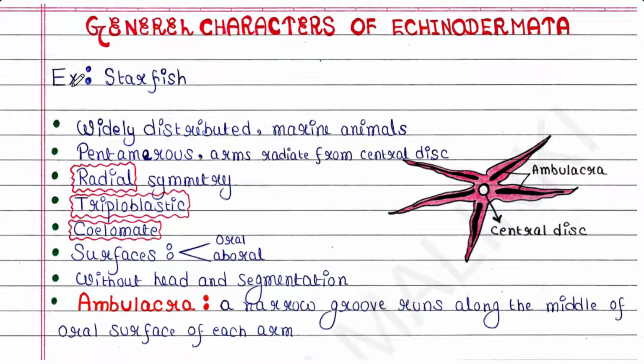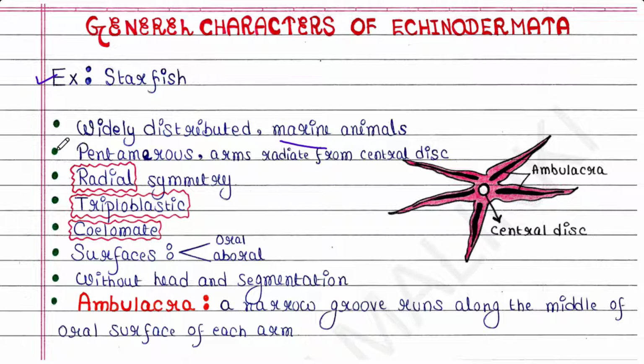So starfish is the example of Echinodermata phylum. So we will talk about its general characters. These animals are widely distributed and they are found in seawater. That means they are marine animals.